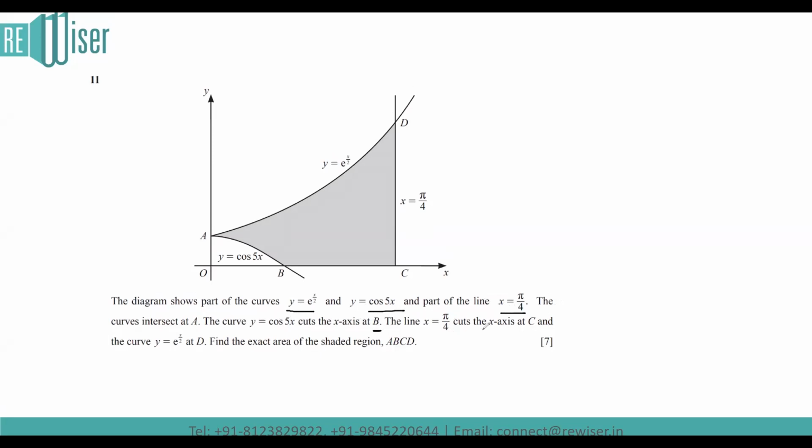The line x equals pi by 4 cuts the x-axis at C, and the curve y equals e to the power x by 2 at D. Find the exact area of the shaded region A, B, C, D.